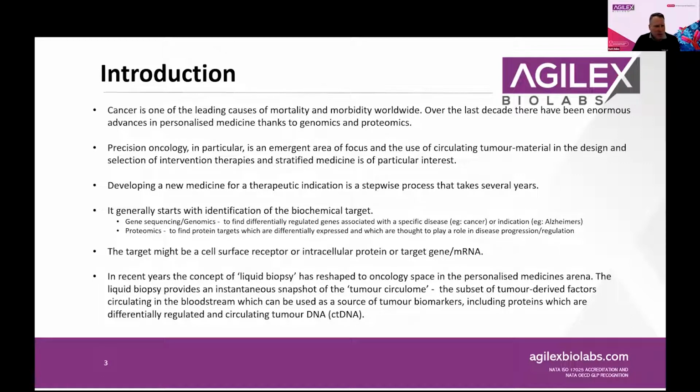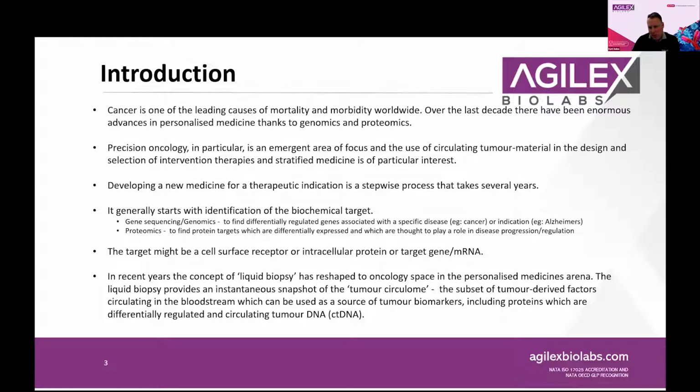But developing a new medicine for a therapeutic indication is a stepwise process, and it takes several years, aided by discoveries such as digital PCR. Drug discovery generally starts with identification of a biochemical target, which has come to the fore using gene sequencing or genomics to find differentially regulated target genes associated with a disease or indication, or the utilization of proteomics to find protein targets that are differentially regulated either up or down within a cell or at the cellular surface, and which are also thought to play a role in disease progression or disease regulation.